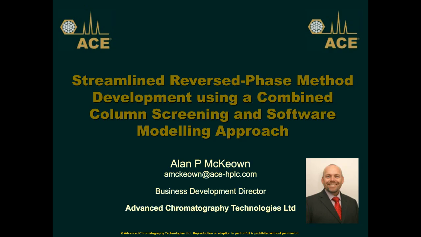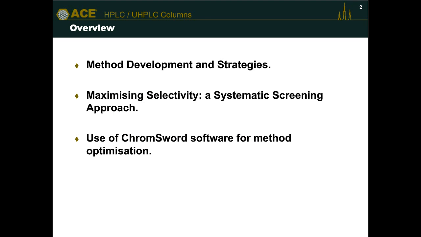Moving on with the show, this webinar is split into three sections. First, a brief discussion on method development and strategies. Then I'll talk a little bit about selectivity, the key to chromatography, and how systematic screening of certain parameters can be very useful for your method development approach. And then I'll move on to talking about software and how a particular type of software that we've had some success with, ChromSword software, can be used for more complex separations and how modeling can help you in your method development activities.